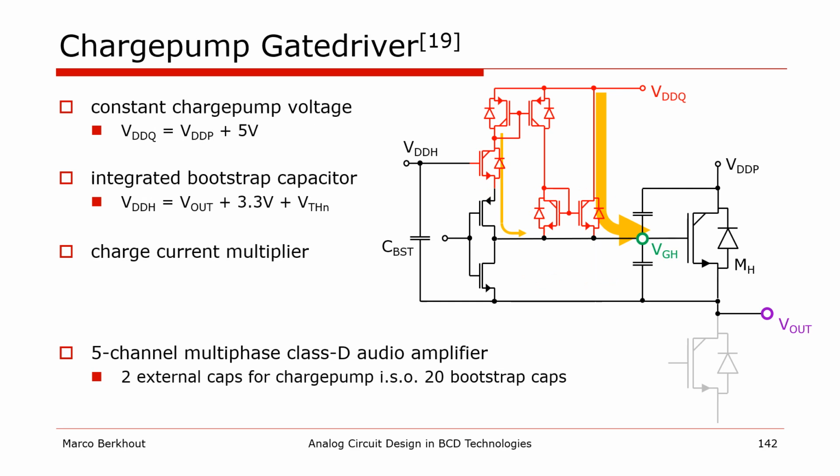Here's an example of a gate driver that works together with a constant charge pump voltage instead of an external bootstrap cap. The high-side gate driver has an integrated bootstrap that biases the gate of a DMOS source follower that serves as a local supply for the gate driver inverter. When the power FET is turned on, the charge current from the inverter is multiplied by current mirrors and supplied from the charge pump. This example is used in a 5-channel multi-phase Class D audio amplifier, where instead of 20 external bootstrap caps, only 2 external caps were needed for the charge pump.